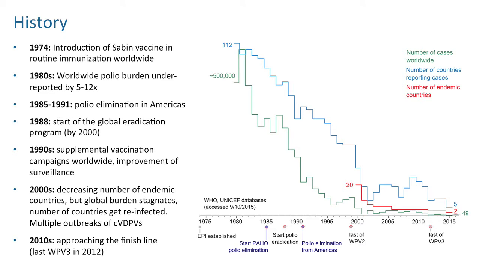So 12 years to get to the last case of wild polio and certification, which was a very ambitious goal and turned out to be, polio eradication turned out to be much more difficult than anticipated. As you can see, a lot of progress was made right before the deadline in 2000. A lot of countries stopped having cases reported. The number of cases worldwide decreased.